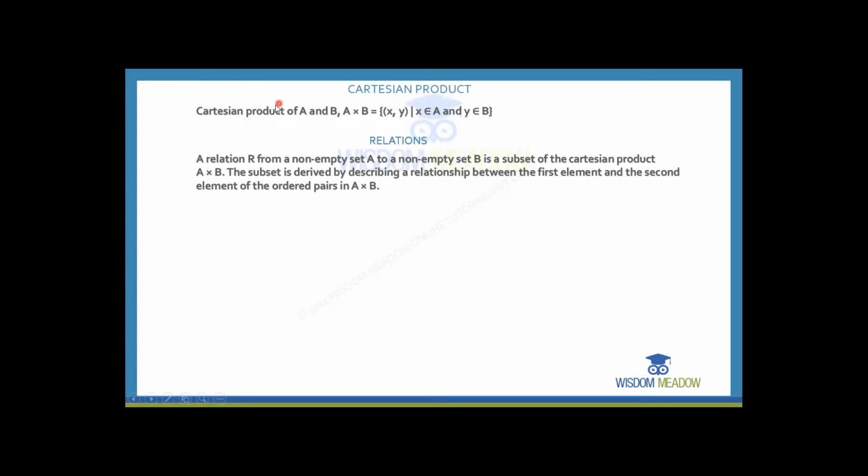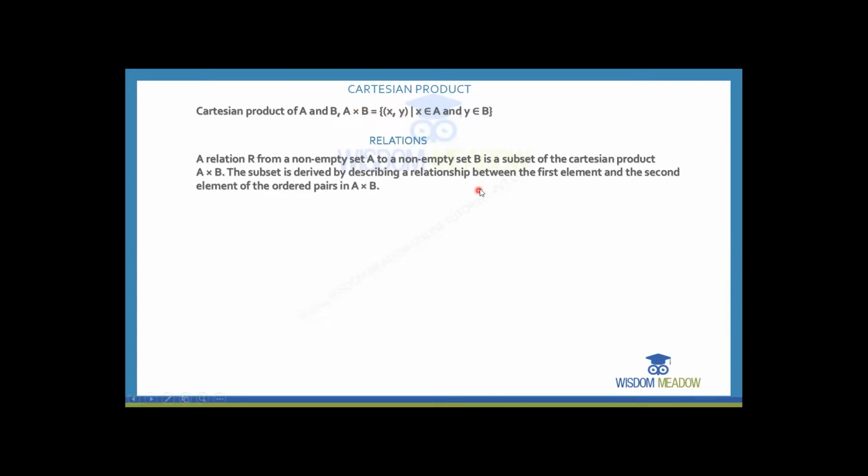Cartesian product. Cartesian product of A and B is equal to A cross B, equal to the set of all ordered pairs (x, y) such that x belongs to A and y belongs to B. So the concept is very simple. You got to write all ordered pairs where the first element belongs to the first set and the second element belongs to the second set.